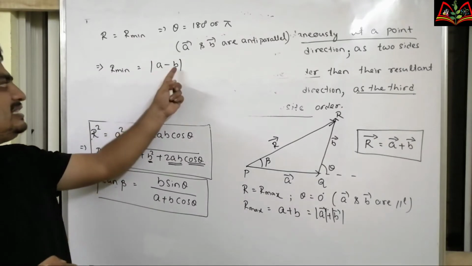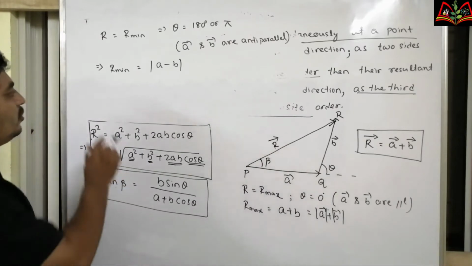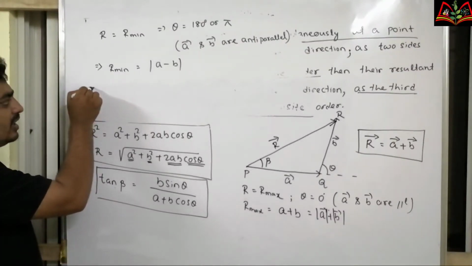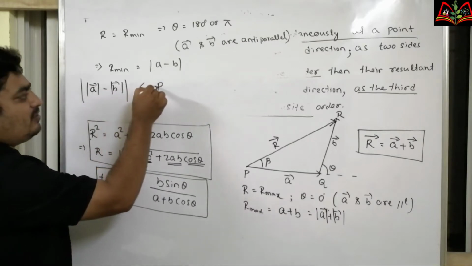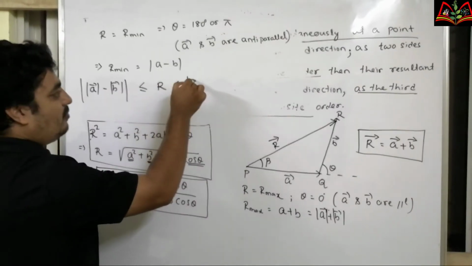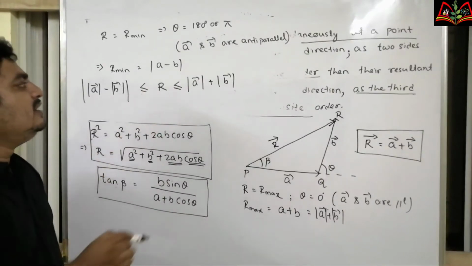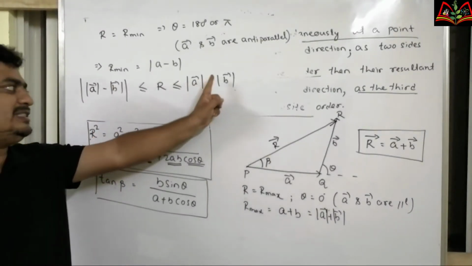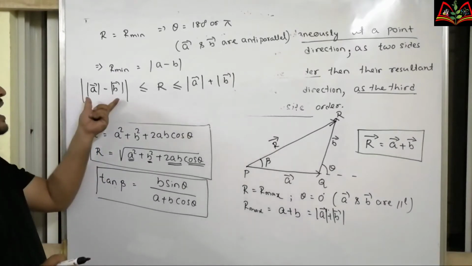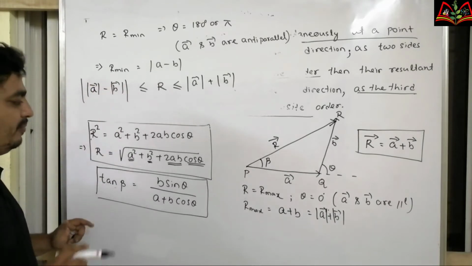That means if A is larger, then A minus B. If B is larger, then B minus A. So we can say mod of A minus B, whole mod, is less than or equal to R, which is less than or equal to mod of A plus mod of B. That means from two given vectors, the maximum possible resultant is mod of A plus mod of B, and the minimum resultant is mod of A minus mod of B, whole mod.